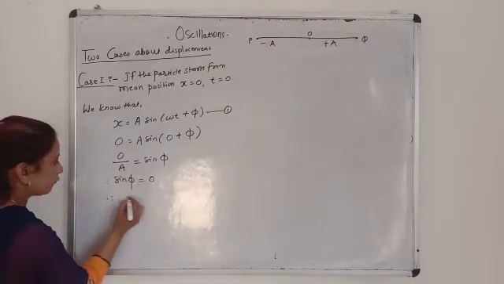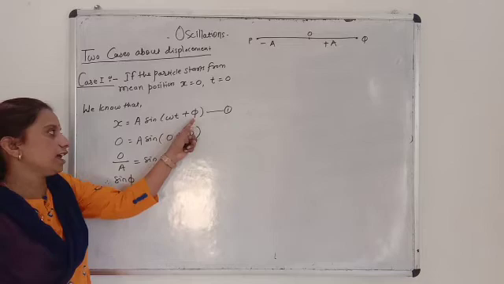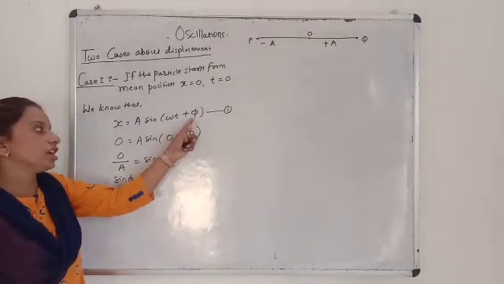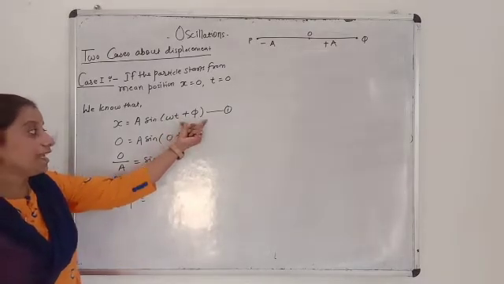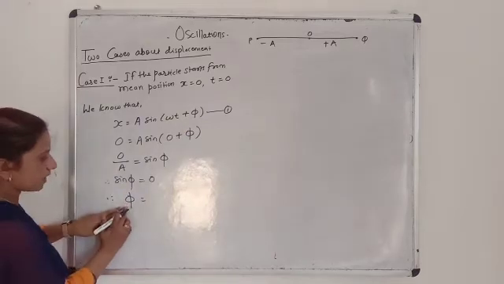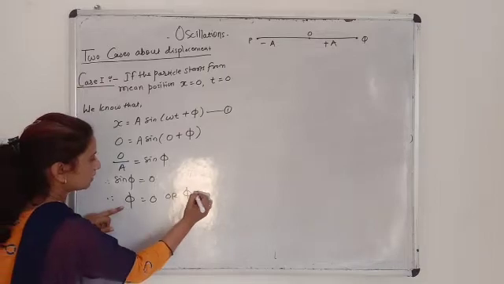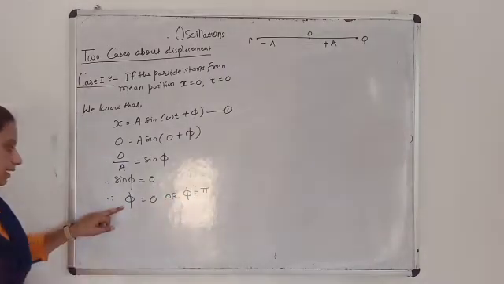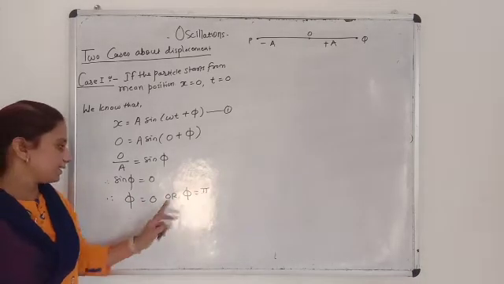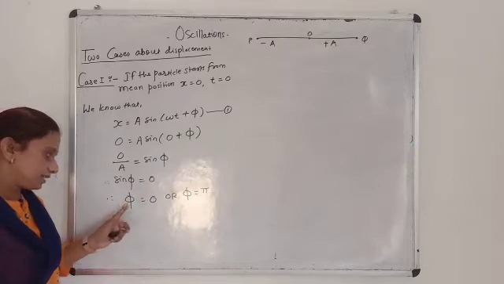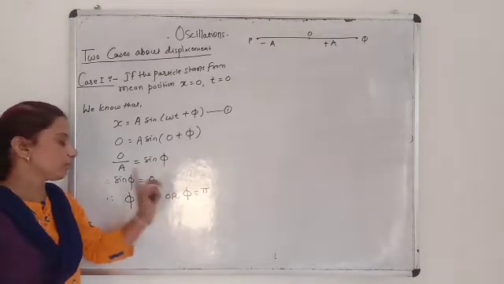So here phi, this phase in the displacement equation, phi was the constant of integration, which we call the phase angle, or it is also called the epoch of SHM, or initial phase. That initial phase phi: sine phi equals 0, so phi becomes 0 or phi becomes pi. Sine 0 is 0, and sine of pi is also 0. So we put here phi equals to 0 or phi equals to pi.